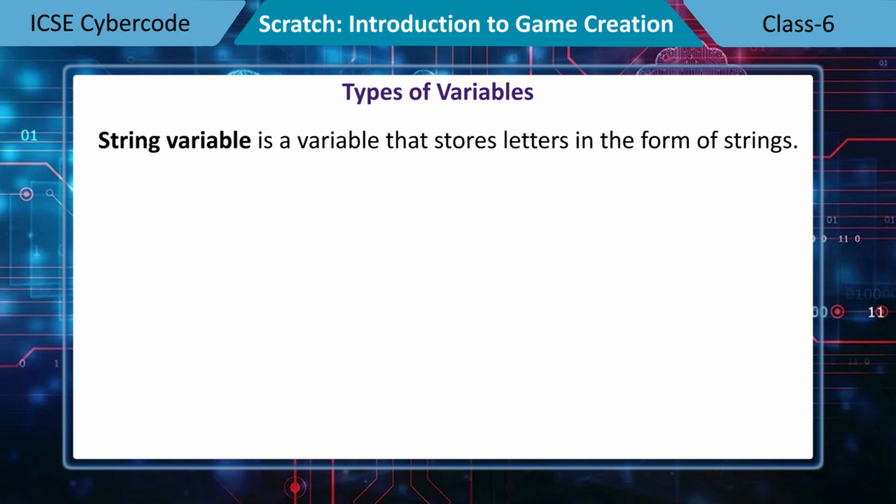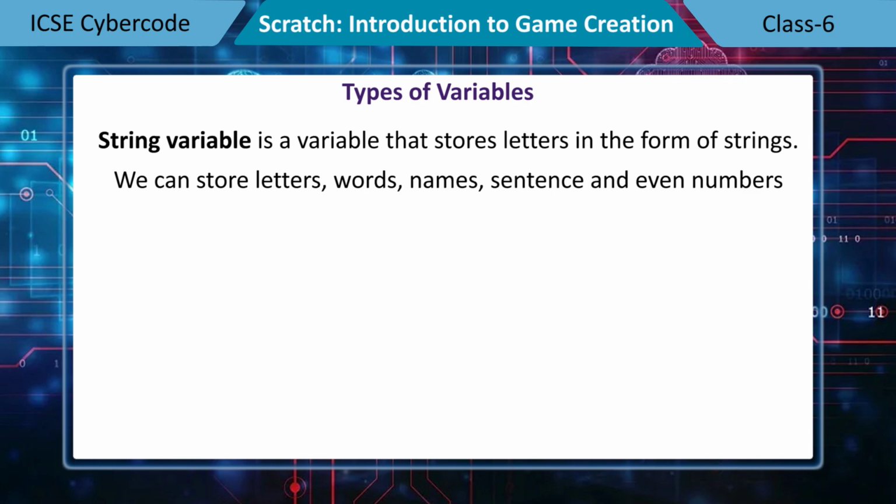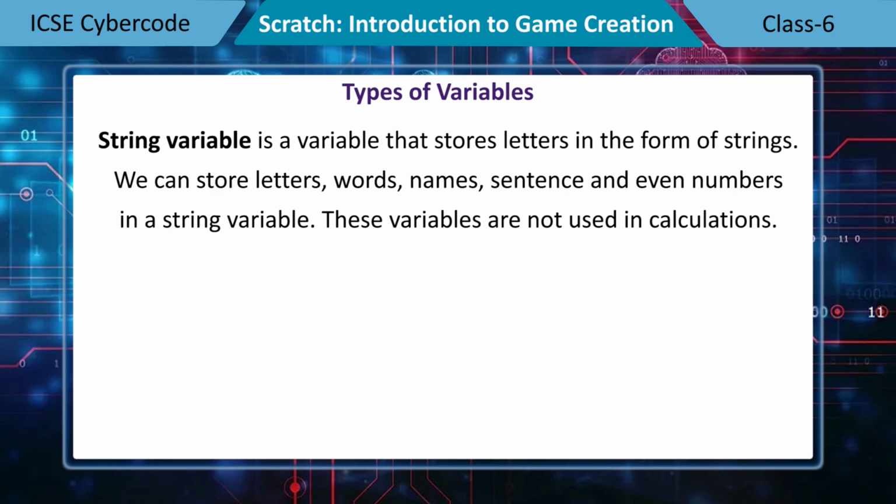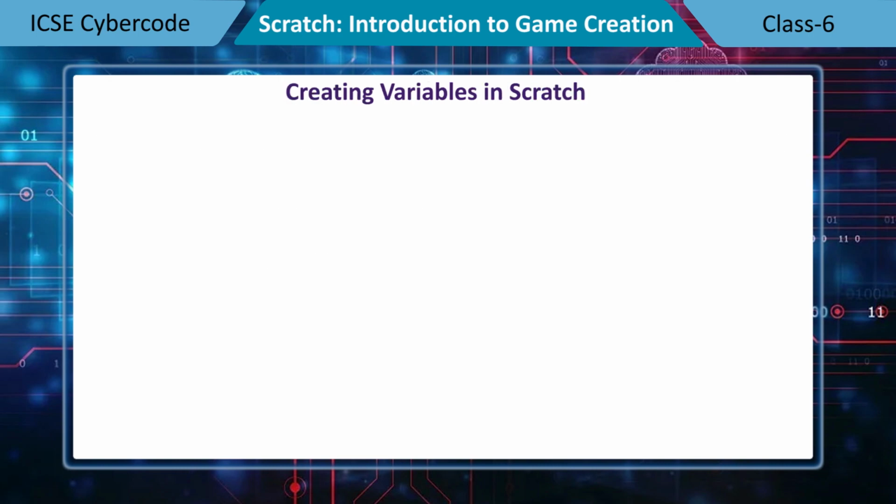A string variable is a variable that stores letters in the form of strings. We can store letters, words, names, sentences and even numbers in a string variable. These variables are not used in calculations. Example: Karan, I live in Delhi, 3456, etc.